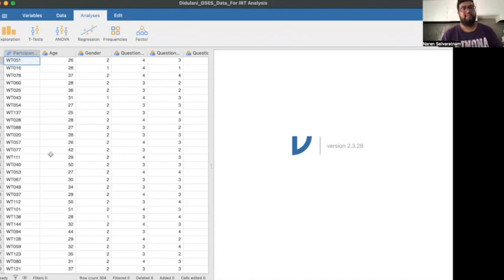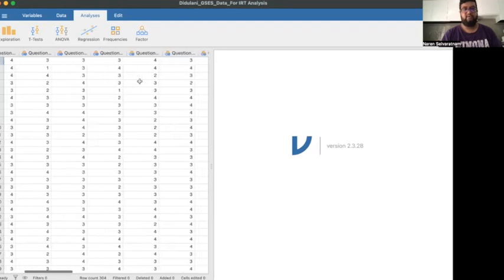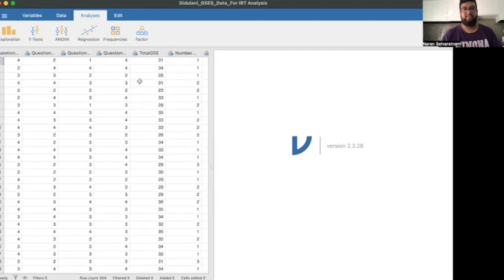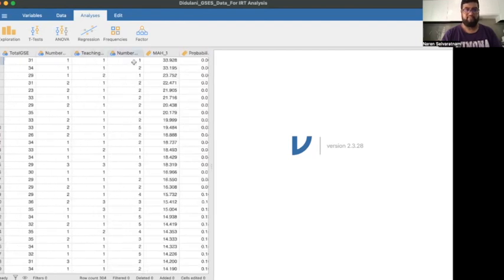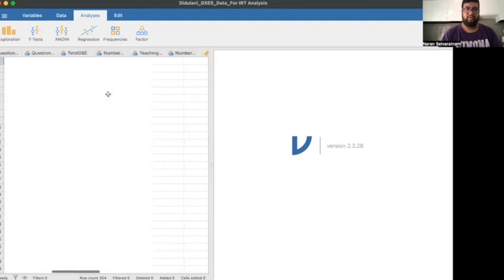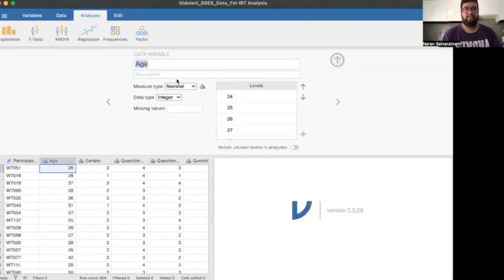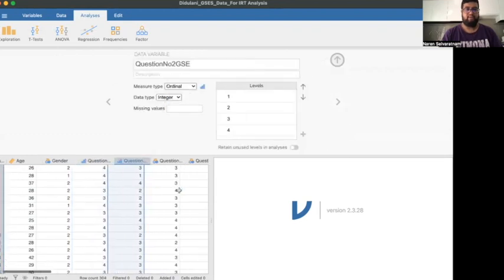Now this is the data set. Here you would see participant information, the unique codes, age, gender, and the questions. We have 10 questions here, and then some other variables the student has collected as well. All of them are given as nominal, so I'm going to change them first. Double click on age and change the measuring type. This is going to be a continuous variable, gender nominal, and these questions I'm going to make ordinal.